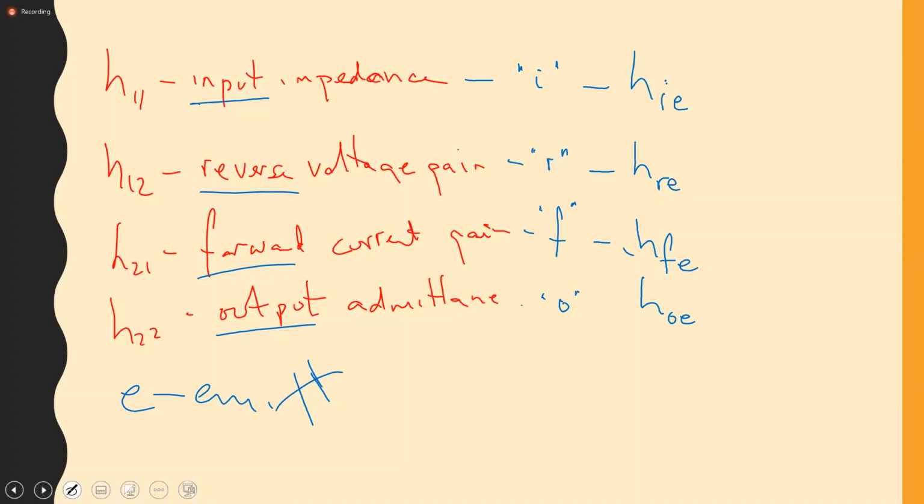So we'll have the input impedance, that's your HIE. You'll have the reverse voltage gain, which is HRE. You'll have the forward current gain, which is HFE. And HOE would be the output admittance. And these, ladies and gentlemen, would be the hybrid parameters for your BJT. Comes under the topic that you would have done known as small signal analysis.